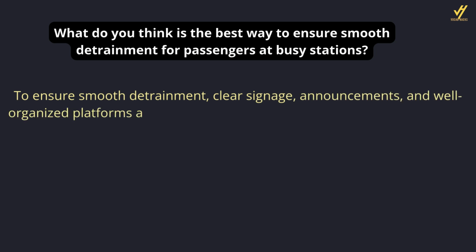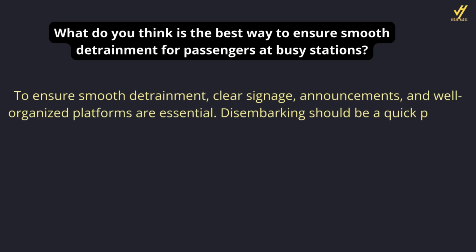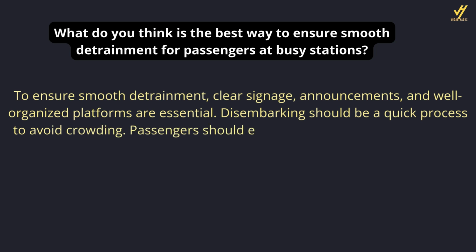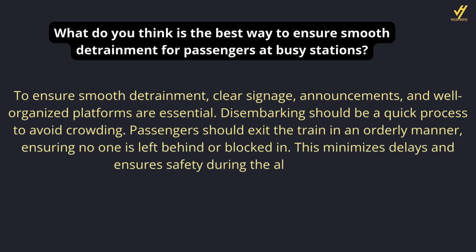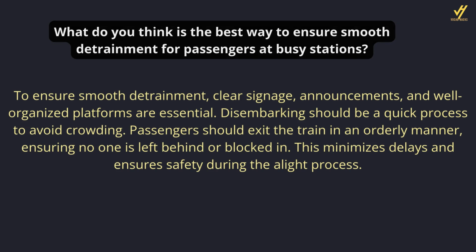To ensure smooth detrainment, clear signage, announcements, and well-organized platforms are essential. Disembarking should be a quick process to avoid crowding. Passengers should exit the train in an orderly manner, ensuring no one is left behind or blocked in. This minimizes delays and ensures safety during the alight process.